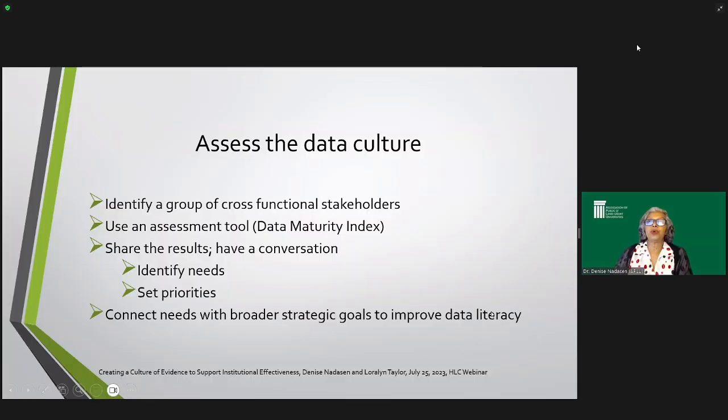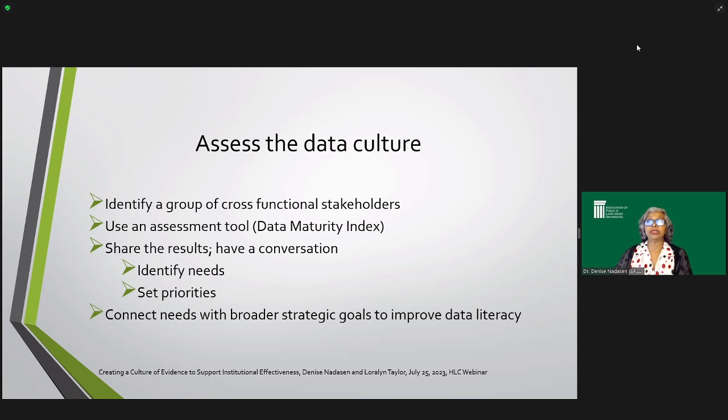So how do you know where you are? The primary reason to assess your data culture is to learn where the gaps are in your data culture. We want to identify some strengths and weaknesses on campus and use that information to set goals to make changes or improve the culture. To do this, you want to identify a cross-functional group of stakeholders and ask them what they think. You can use an assessment tool, and we'll describe one in a minute, the Data Maturity Index.